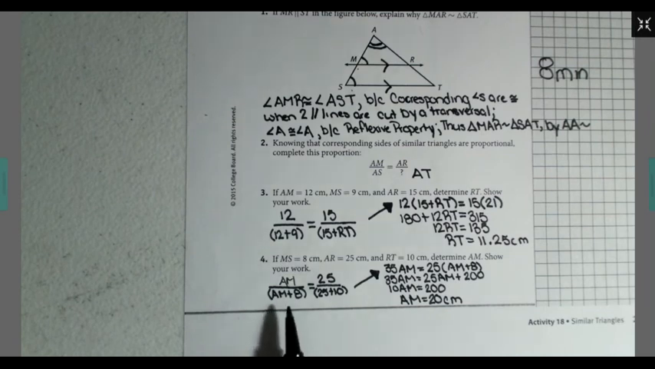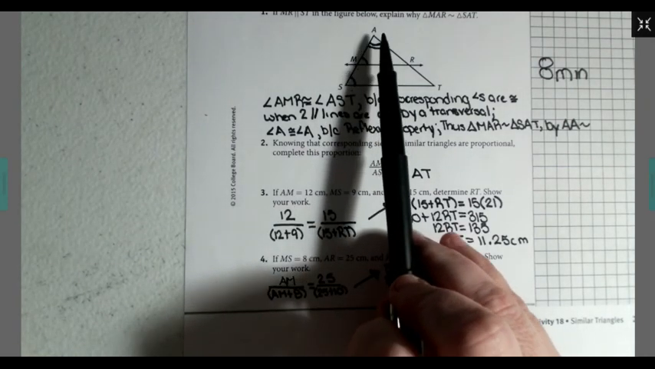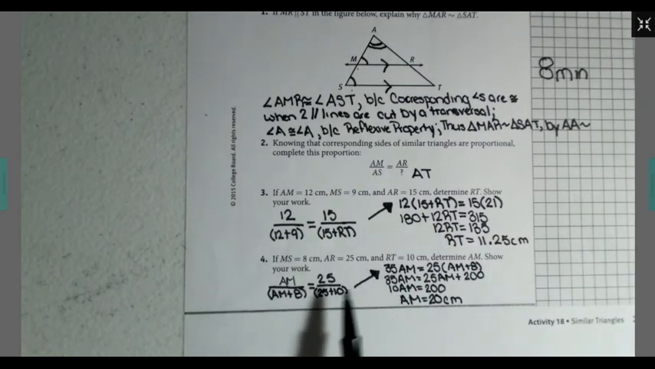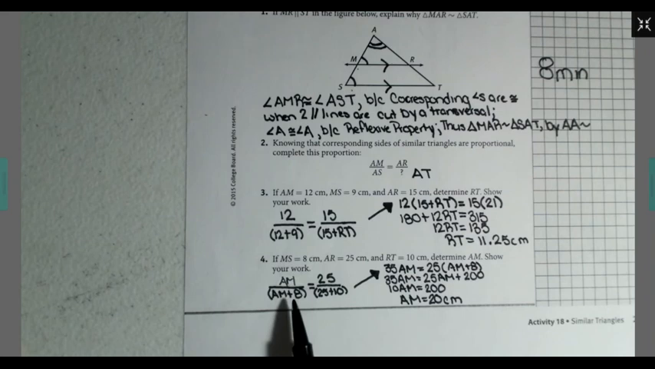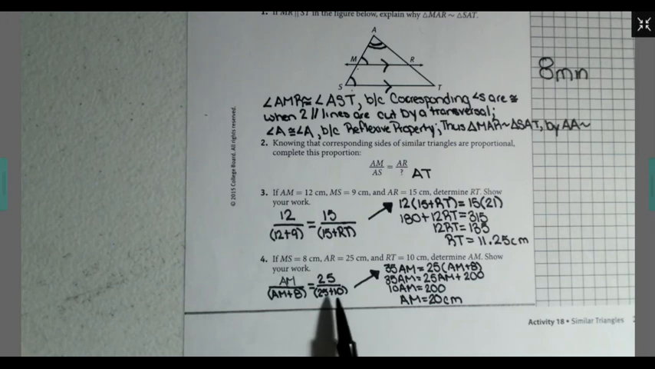I worked a very similar process for number 4, except in number 4, AM was your missing piece. So that came up twice. It came up in the small triangle and in the large triangle. So we said AM over AM plus 8 equals 25 over 25 plus 10. I did the addition, combining these like terms right here.